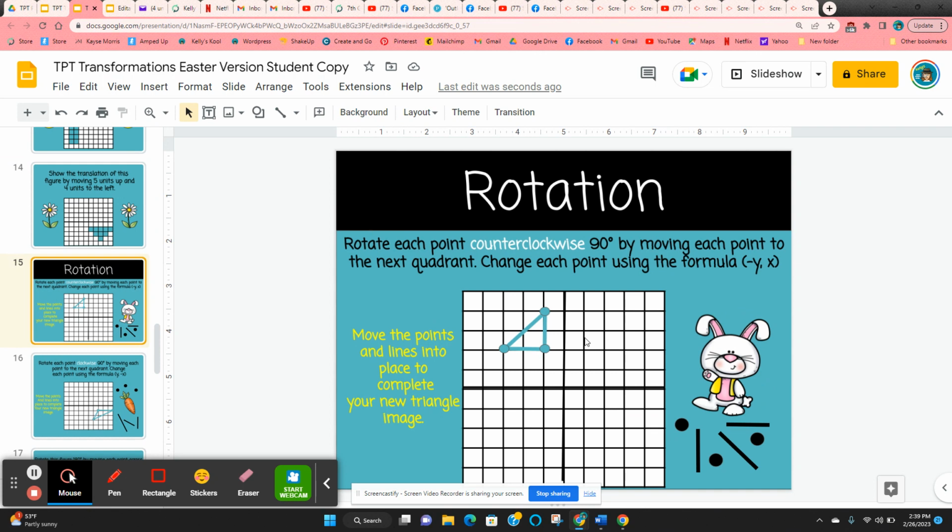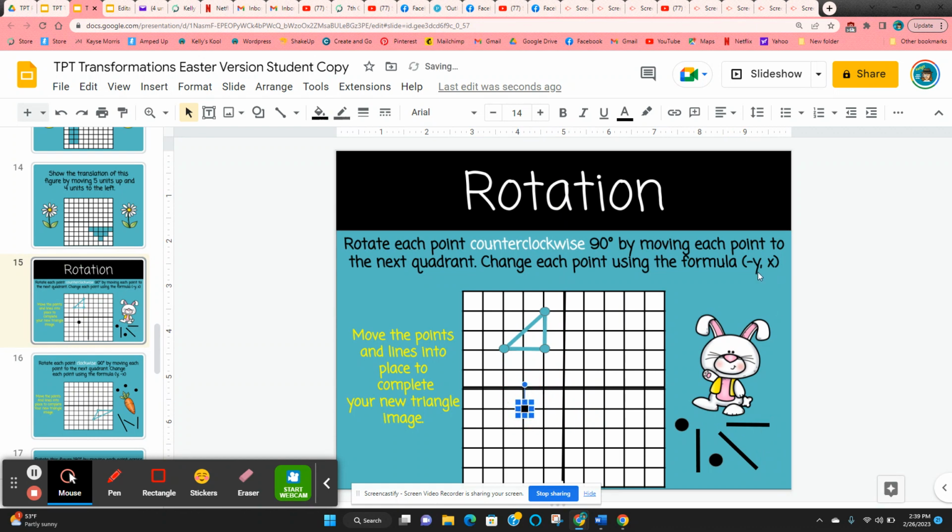Now this time we're going to be rotating around the origin, although you can rotate around any point, but this one's around the origin using a formula. So they've got points here, and they've got side lengths for their new triangle. They're going to rotate counterclockwise, which means their new figure is going to be down here in quadrant 3, 90 degrees. So they're going to take each point and use the formula negative y, x. So if the first point is -1, 2, it's now going to be -2, -1 for the new figure.